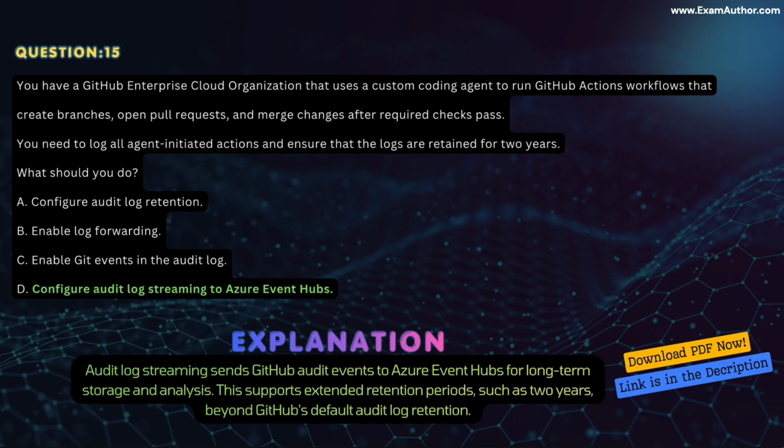Explanation: Audit log streaming sends GitHub audit events to Azure Event Hubs for long-term storage and analysis. This supports extended retention periods, such as 2 years, beyond GitHub's default audit log retention.